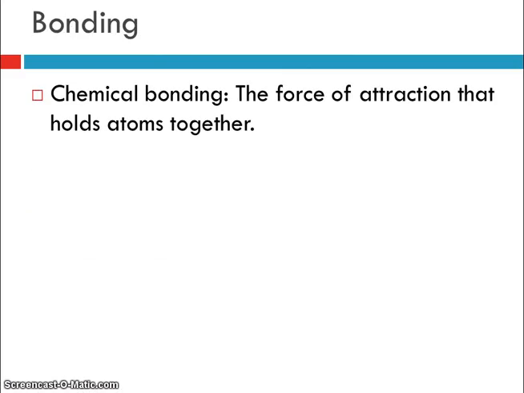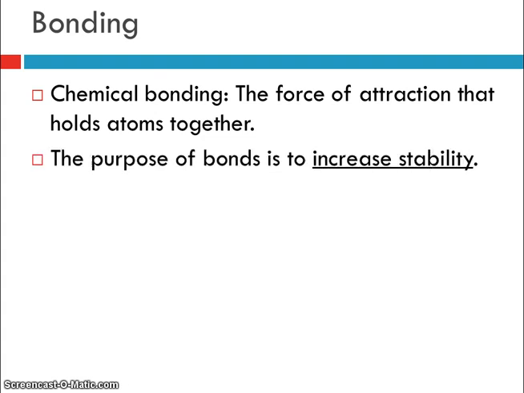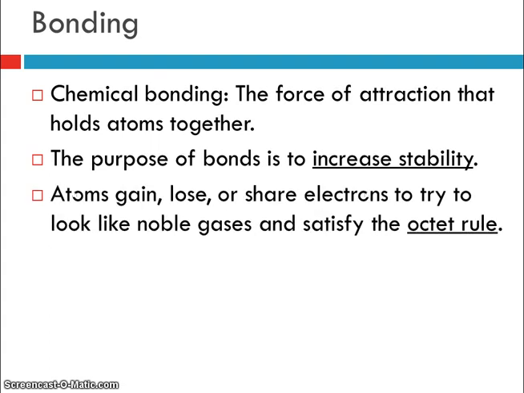Bonding. Let's just go over bonding in general. Chemical bonding is the force of attraction that holds atoms together. The purpose of bonds is to increase stability. So atoms will gain or lose or even share electrons, but in ionic bonding we'll talk about gaining and losing. They'll try to gain, lose, or share electrons to look like noble gases because they want to have that full outer shell and satisfy the octet rule.